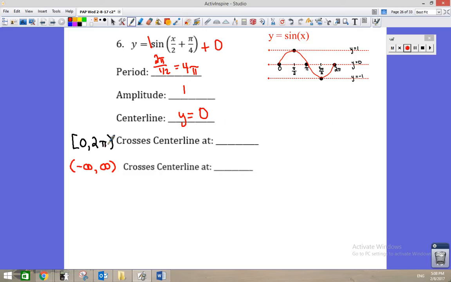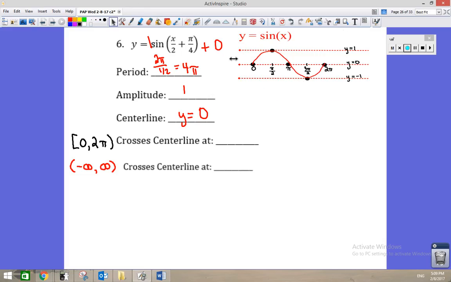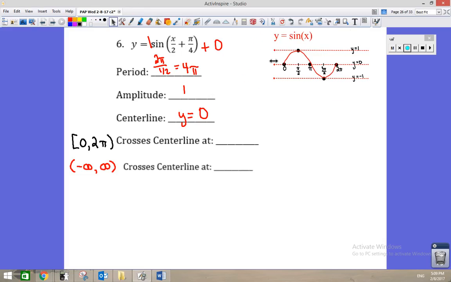So on 0 to 2 pi, if we're stretching this, we're going to lose one of these. We've only got 2 places on 0 to 2 pi where the basic one intersects the center line. And if you stretch this period, on 0 to 2 pi, it's only going to have one of them. So I'll show you what I mean by that.